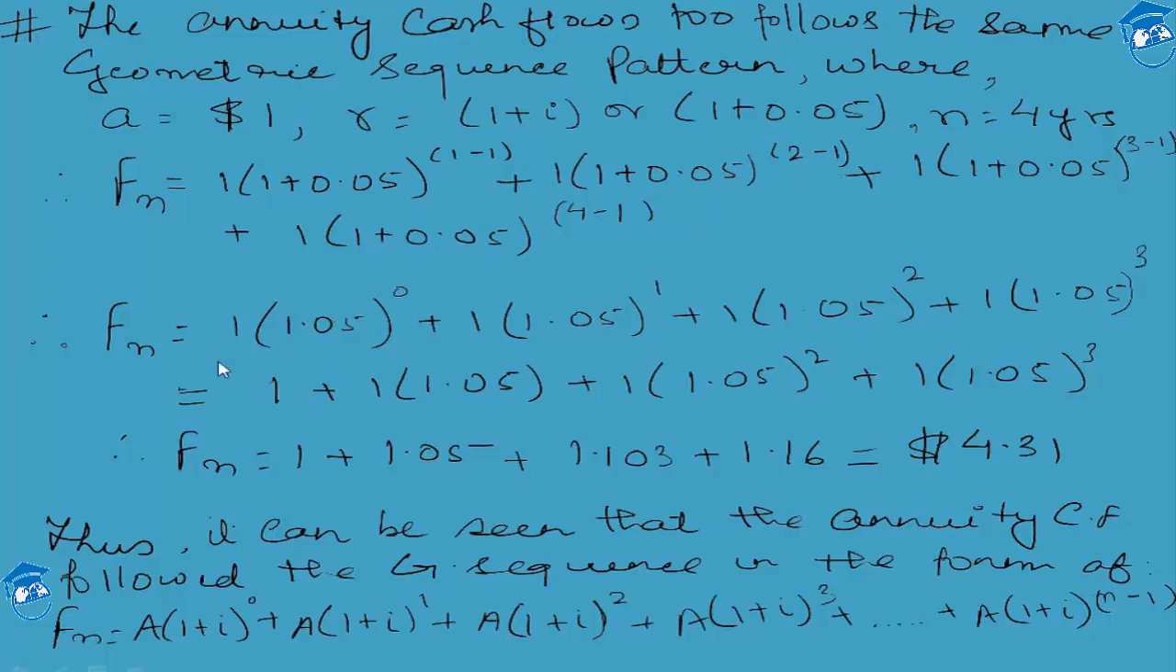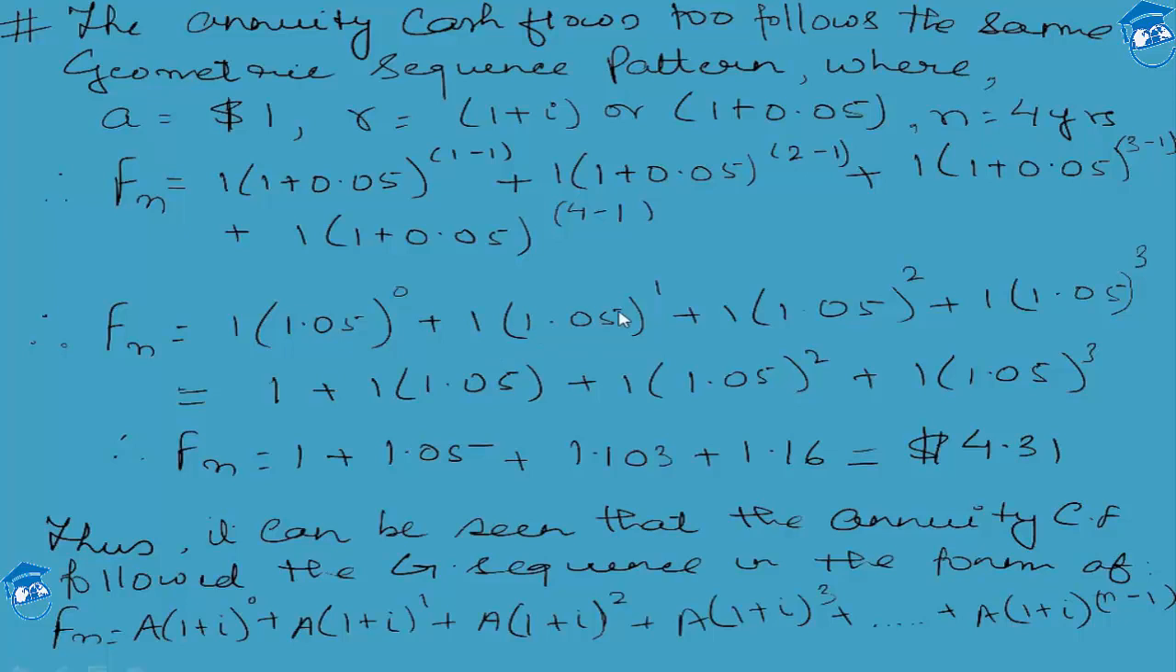Now by solving it, it is quite simple to solve. Therefore, Fn is equal to 1 multiplied by 1.05 to the power of 0 plus 1 multiplied by 1.05 to the power of 1 plus 1 multiplied by 1.05 to the power of 2 plus 1 multiplied by 1.05 to the power of 3. Ultimately, it works out to be the same thing which I already discussed. Again, a quick recap. Anything raised to the power of 0 is 1. Therefore, 1 multiplied by 1 is 1. Why? Because 1.05 has been raised to the power 0, so it turns out to be 1. So 1 into 1 is 1.